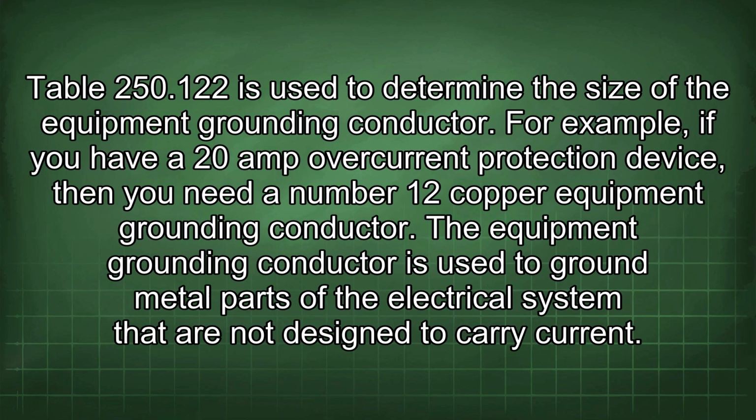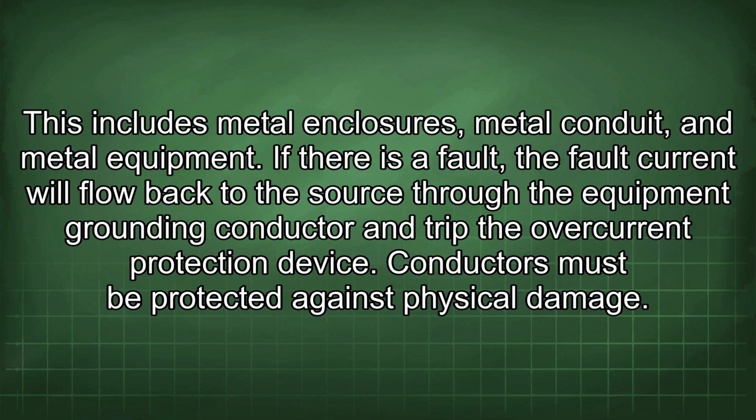Table 250.122 is used to determine the size of the equipment grounding conductor. For example, if you have a 20 amp overcurrent protection device, then you need a number 12 copper equipment grounding conductor. The equipment grounding conductor is used to ground metal parts of the electrical system that are not designed to carry current. This includes metal enclosures, metal conduit, and metal equipment.